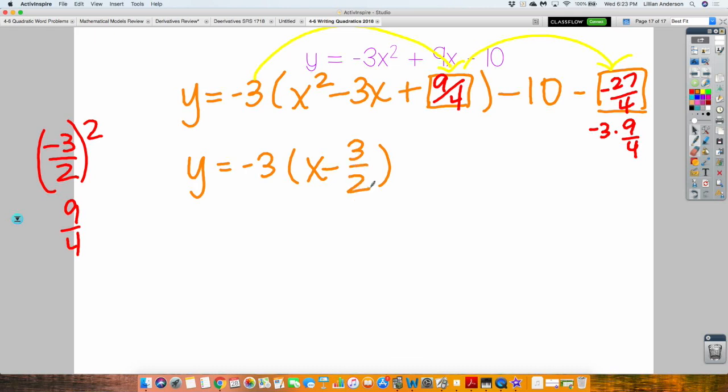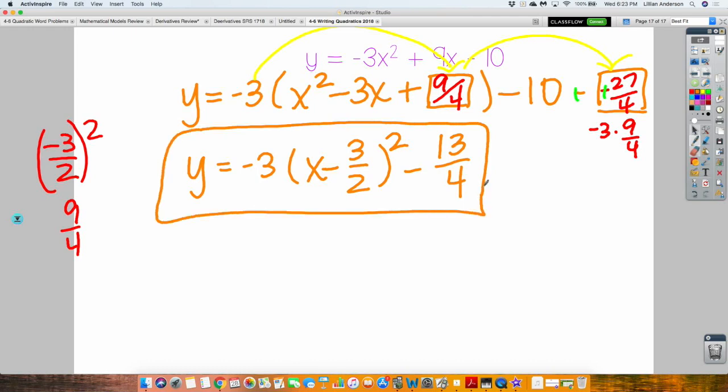Remember, this number is always what you get when you take half of B squared. And then I'm going to subtract 10, or I'm going to do negative 10 minus a negative 27 over 4. Remember, two negatives make a positive, so I'm actually going to add here. And this is going to turn into a negative 13 over 4 if I keep it as a fraction. Okay, you can do it as a decimal. It's fine. Vertex is 3 over 2, negative 13 over 4.